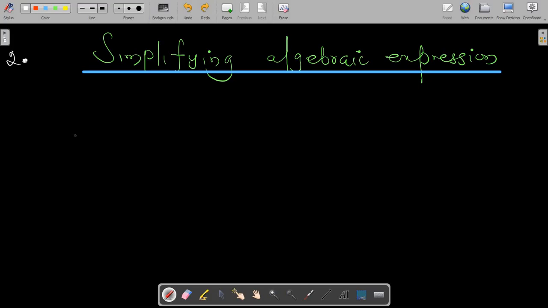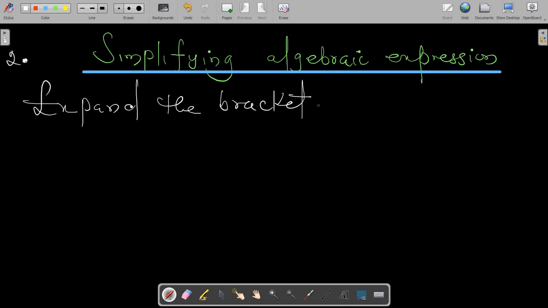Today we'll be discussing simplifying algebraic expressions. So let us get down to business on how to expand and simplify algebraic expressions. If you are asked to expand, expand the brackets. Expand the brackets and then simplify.